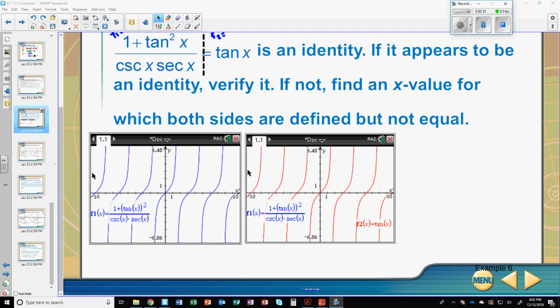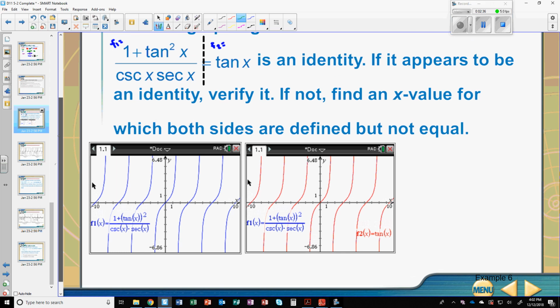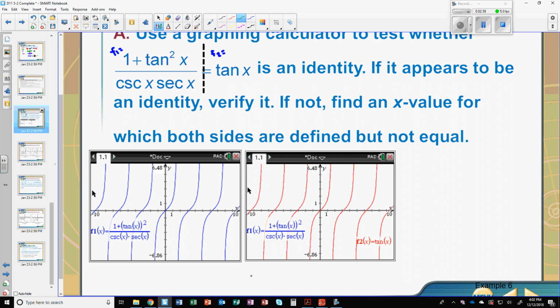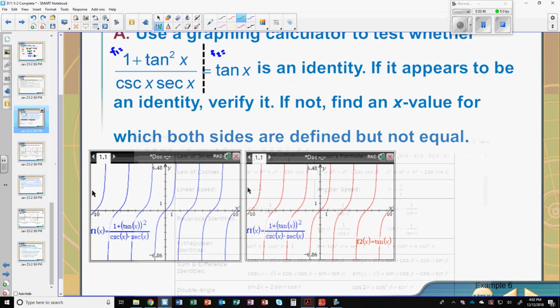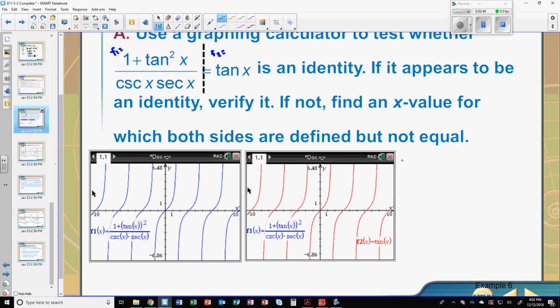So if you want to go through the algebra of verifying it, what you would do is take up the more complex side, which means it would be the left, and work from here. I would start with 1 plus tangent squared. 1 plus tangent squared is equal to secant squared. And so I'm going to change the top using the Pythagorean theorem. I would have secant squared x over cosecant x times secant x. And now I would simplify by saying one of these secants cancels with this one. And so I have secant over cosecant.